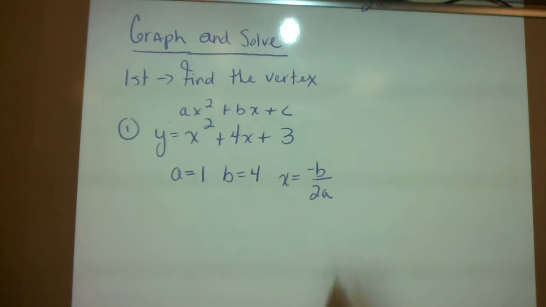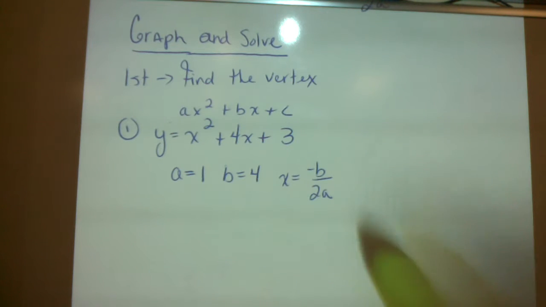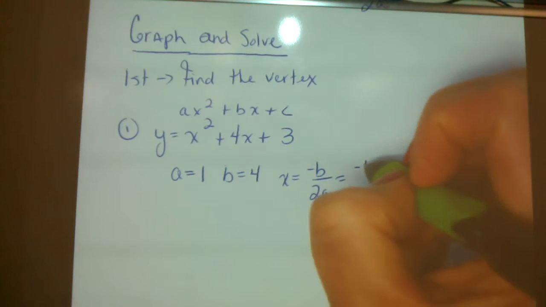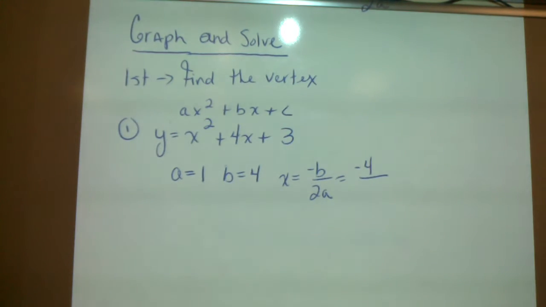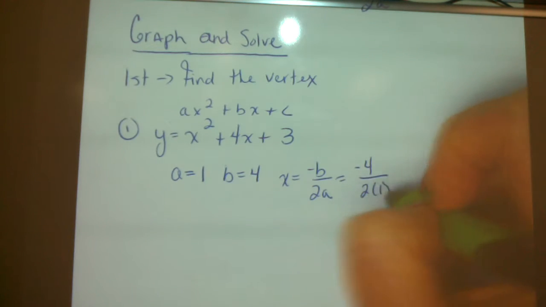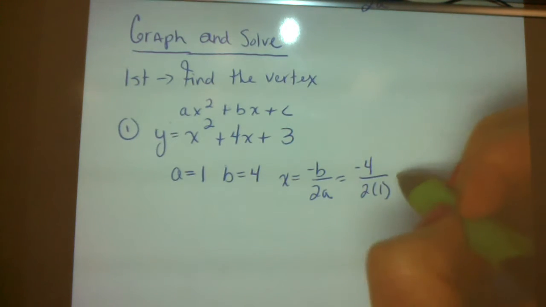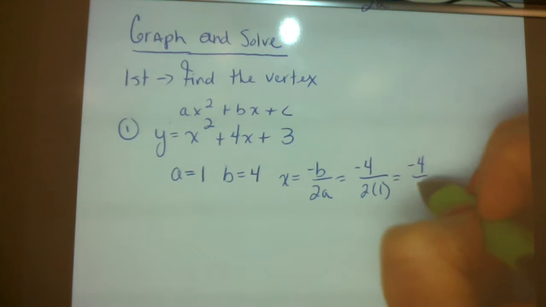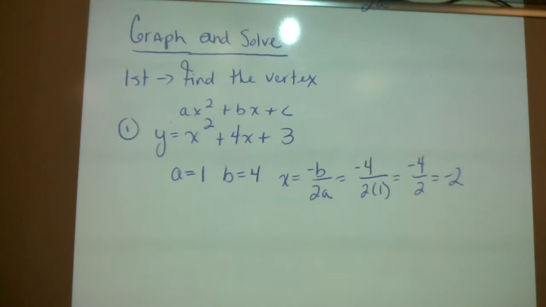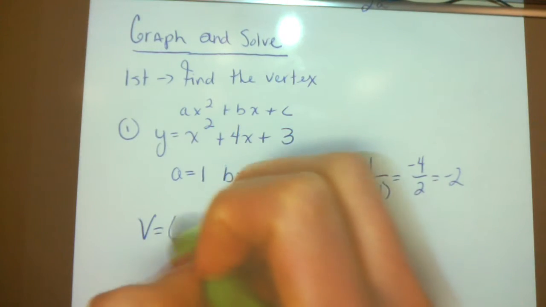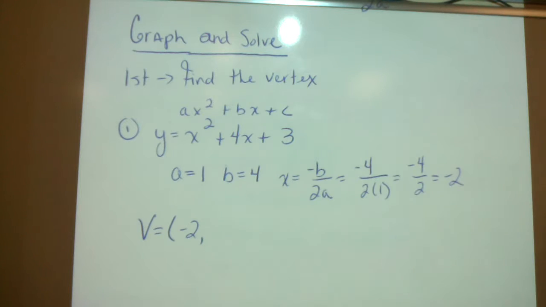So I'm going to take the b, which is 4, put it in, but it now becomes a negative. So it's negative 4 over 2 times 1. Taking this 1, putting it in. I've got negative 4 over 2, which gives us a negative 2 for the x part of the vertex. So I've got negative 2.